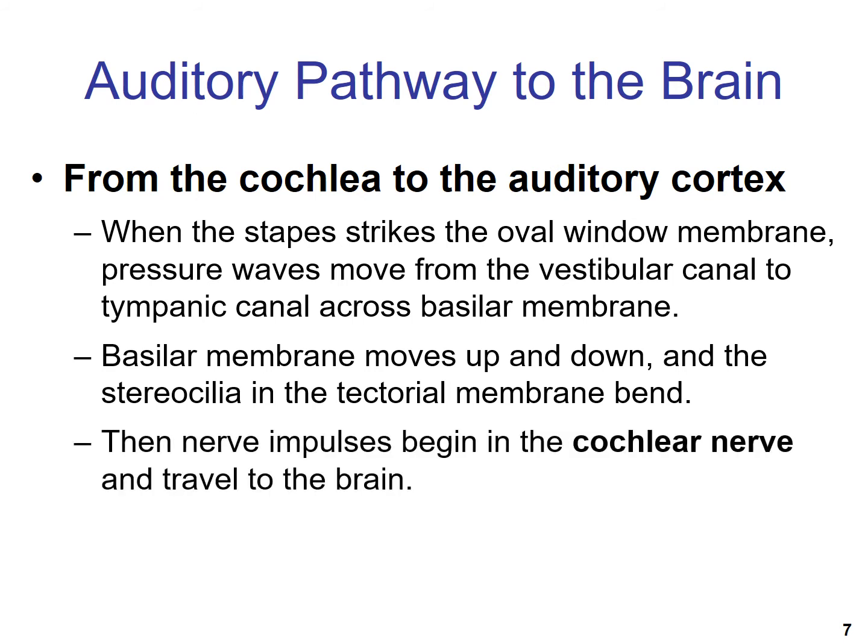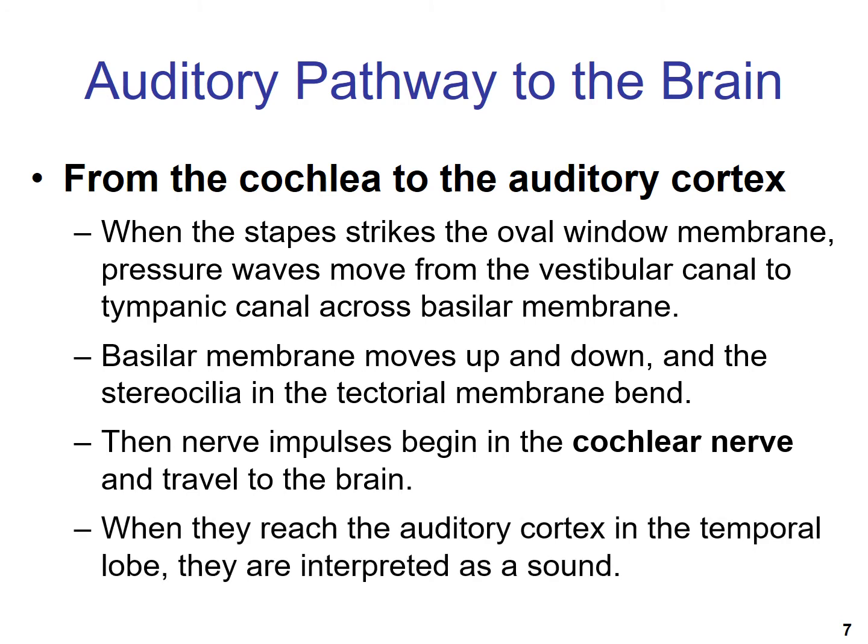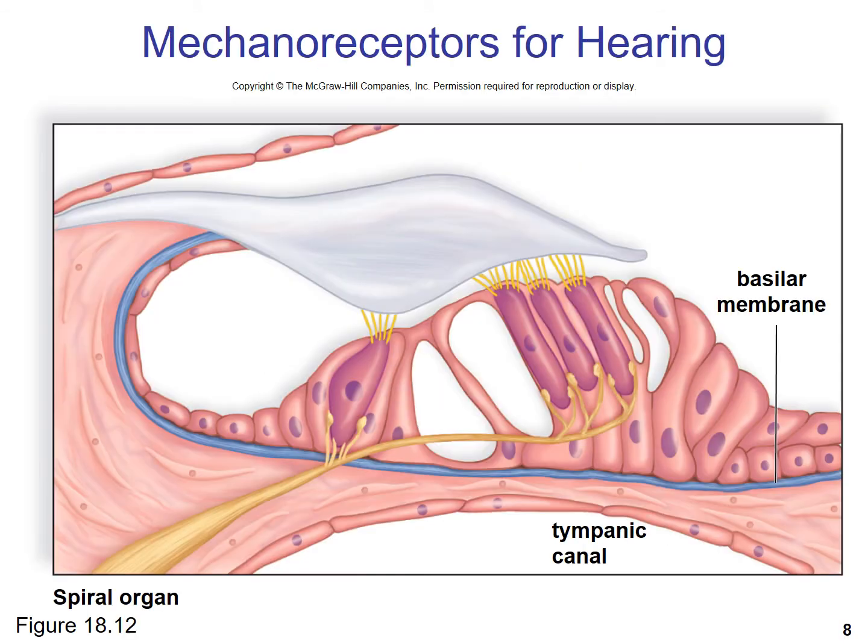Nerve impulses begin in the cochlear nerve and travel to the brain, and once they reach the auditory cortex in the temporal lobe, this is when they're interpreted as a sound. Now, one thing that I can tell you is that I don't believe that the cochlear nerve, that the vestibulocochlear nerve, actually goes through the thalamus. I think it goes directly to the temporal lobe.